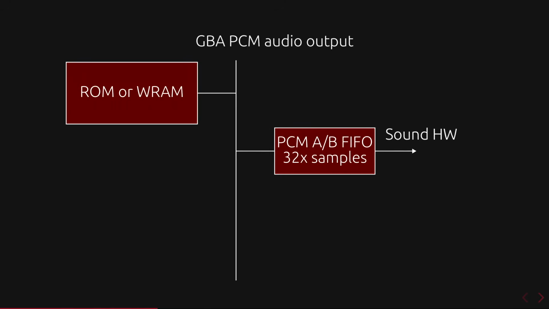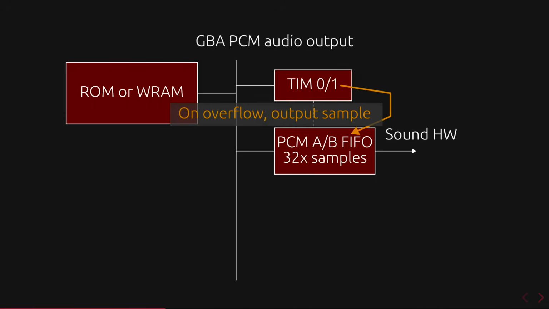But how does it get into the PCM output? Well, there's a FIFO circuit, which can buffer 32 samples, which coincidentally means 32 bytes, because we have 8-bit samples. But how does it get there? And how does it get output? Essentially what you need is to set up a timer, and this timer then tells the FIFO, every time the timer overflows, to output 1 sample to the hardware. But of course, at some point, this FIFO will run empty, and you need to refill it.